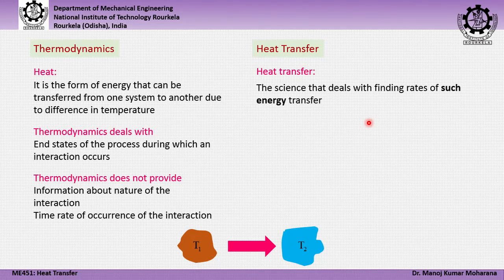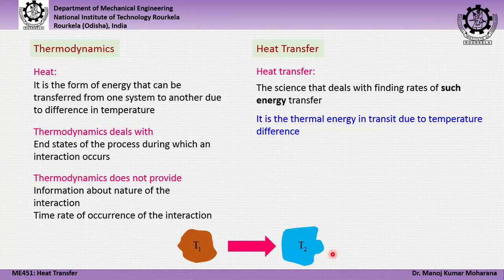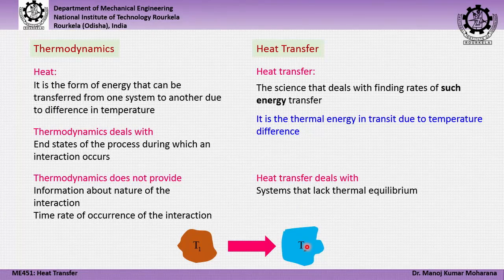So, heat transfer is the science that deals with finding the rates of such energy transfer from one system to another because of a difference in temperature between them. We can define heat transfer as the thermal energy that is in transit due to the temperature difference between these two systems. And since heat transfer deals with what is happening in between these two equilibrium states, heat transfer will always lag the thermal equilibrium process.